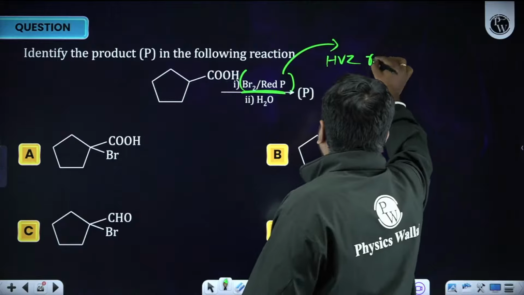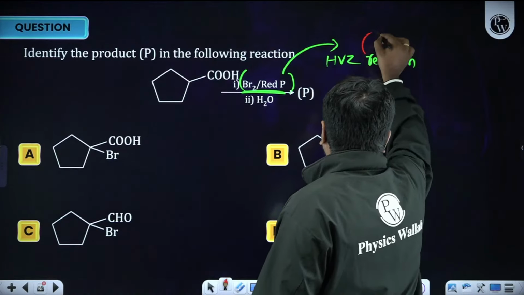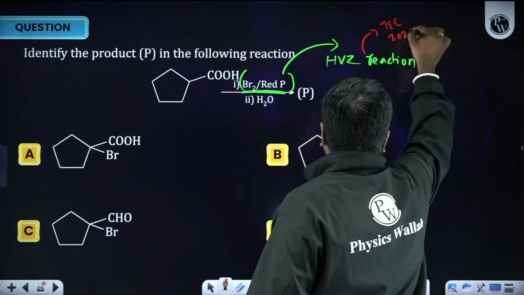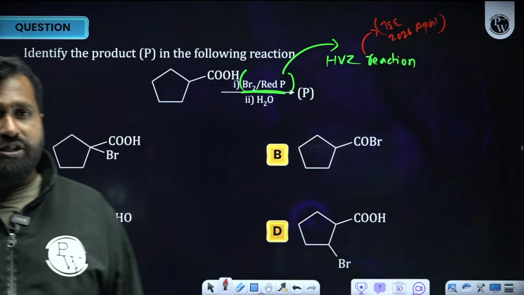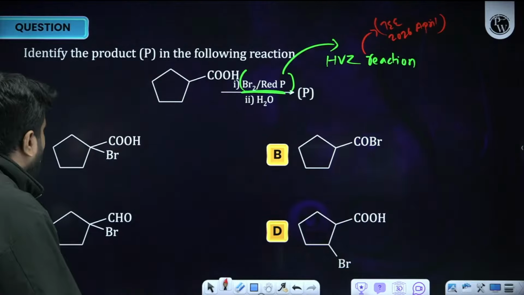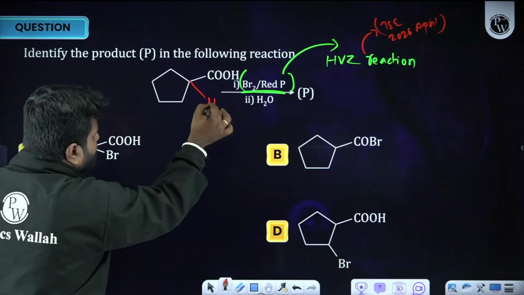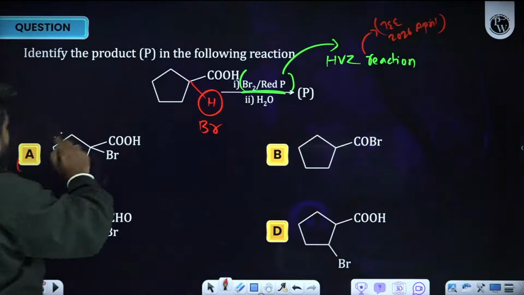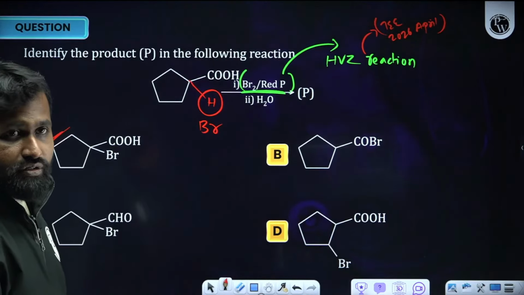Based on this HVZ reaction, even in our JEE exam 2026, we got a question. In the JEE 2026 April month, they framed one question based on the HVZ reaction. So, HVZ reaction means automatically what product will we be getting? Very simple. Here, hydrogen will be there. Remove this hydrogen and add bromine. Option A will be the correct answer. Very simple HVZ reaction.